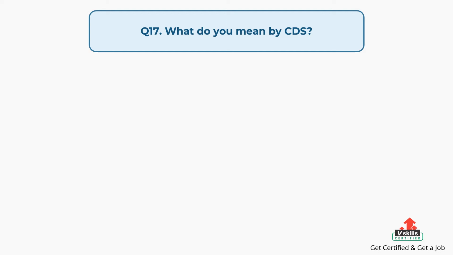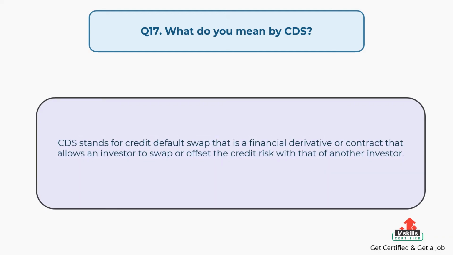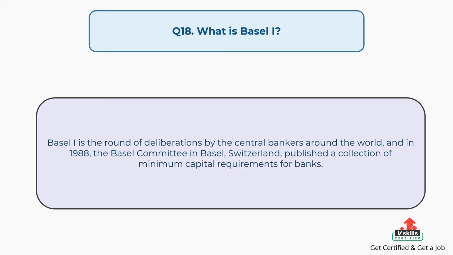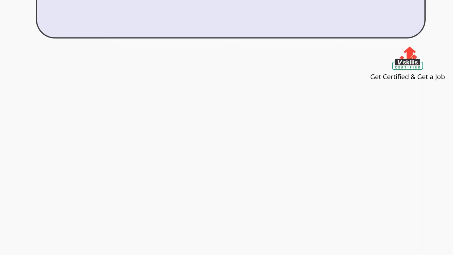The answer is, CDS stands for Credit Default Swap, that is a financial derivative or contract that allows an investor to swap or offset the credit risk with that of another investor. Question number 18. What is Basel I? The answer is, Basel I is the round of deliberations by the central bankers around the world, and in 1988, the Basel Committee in Basel, Switzerland, published a collection of minimum capital requirements for banks.